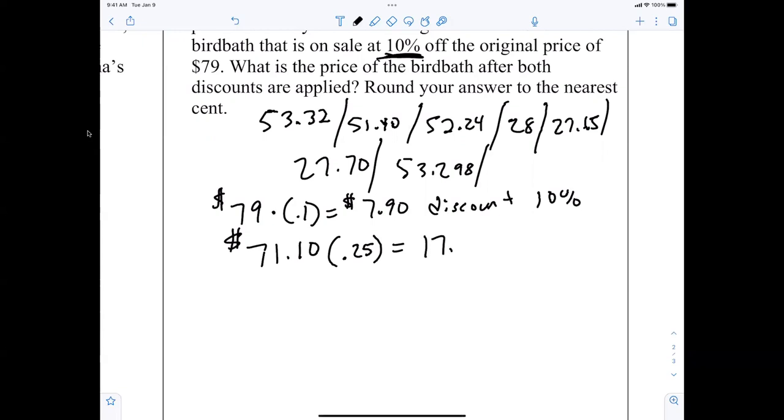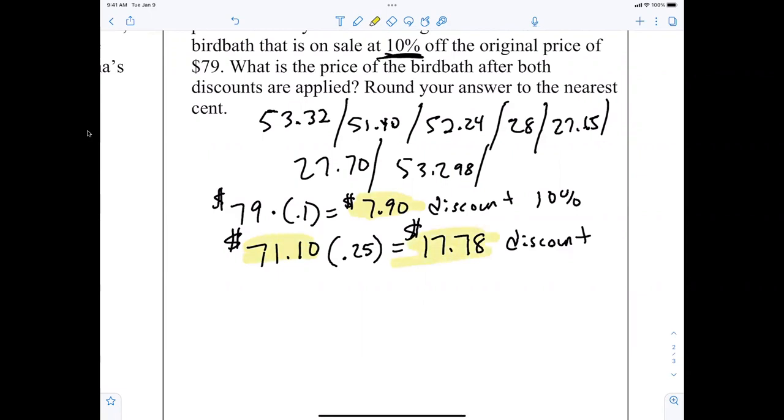$17.78, so we'll make it 17.78, right? So I got 17.78 is that discount. Does everybody have that number? So what's my final price after all that? What do I do with those two numbers? You add them together and then you subtract. No. This is why this has already been discounted once. It's already been discounted to $71.10. So what do I do with this sale price and this discount?